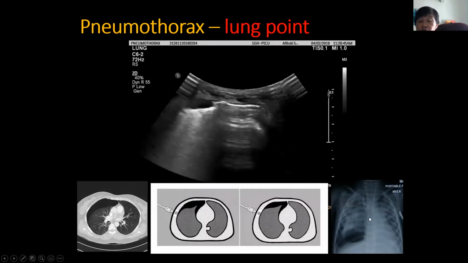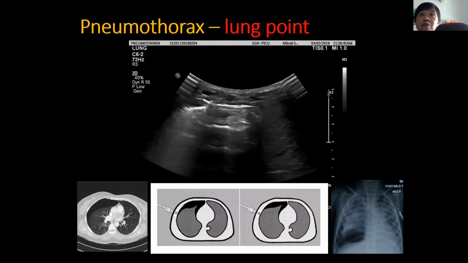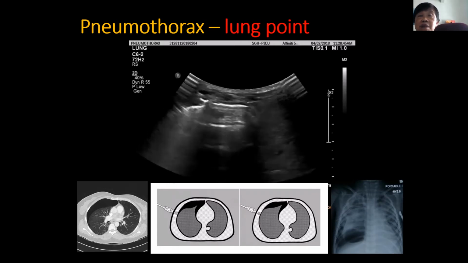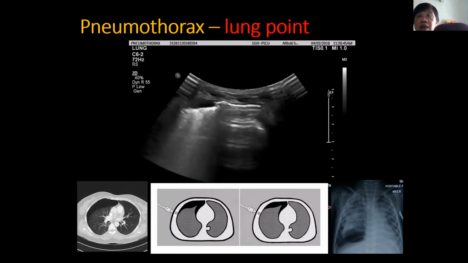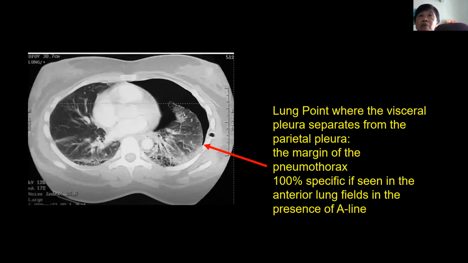We are so used to using chest X-ray to diagnose pneumothorax, but we need some learning to know how to look for the lung point. So what is a lung point? It is a place where the visceral pleura separates from the parietal pleura. It is the margin of the pneumothorax, and 100% specific if seen in the anterior lung fields in the presence of A-lines.